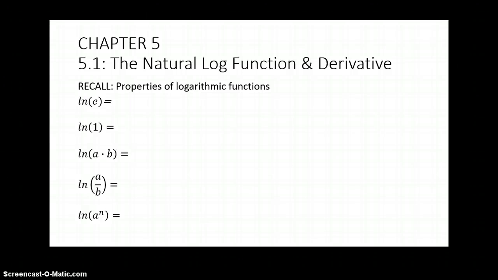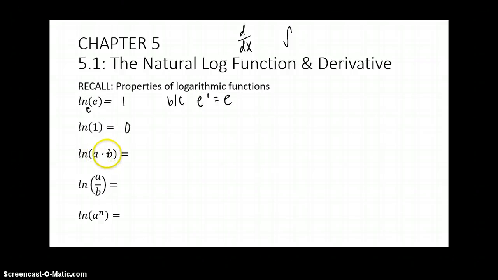Okay, so for the next few slides, use the notes that I gave you just to recall properties about logarithmic functions. So chapter 5, this is our last chapter to develop truly the rest of our derivative and integral tools. Okay, the natural log of e is 1. Why is that? The base of the natural log is e, so e to the first power is e. ln of 1 is 0.